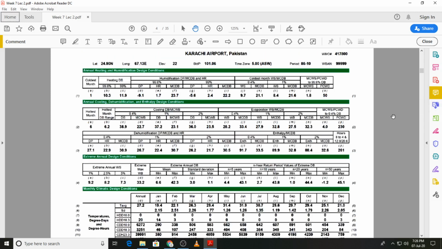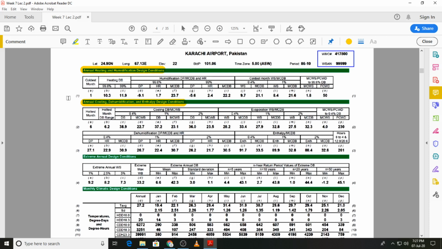You can now see a climatic data sheet for Karachi airport, and it has certain information on it. Of course, we have the latitude, longitude, elevation, standard pressure, the time zone, and the period over which the data has been collected, and based on that period they have developed this climatic data sheet. And there is an identification number for the weather station. So these are identification numbers over here. And then for a person interested in air conditioning, you have the annual heating and humidification conditions, and the annual cooling and humidification and enthalpy design conditions.